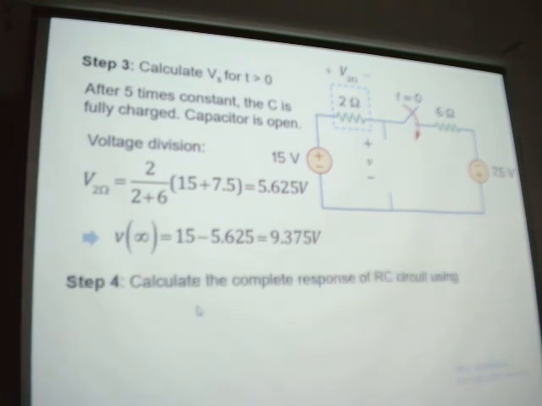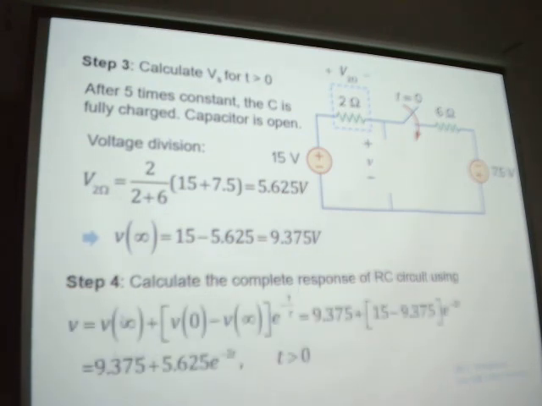So the last step, we calculate the complete response of the RC circuit using this formula. Because we already got V infinity from step 3, the V0 from step 1, and the tau from step 2. We put these three values inside, and we get the complete response directly. But we should notice we have to put t greater than 0 here, because except for the initial value of v, everything is about time over 0.